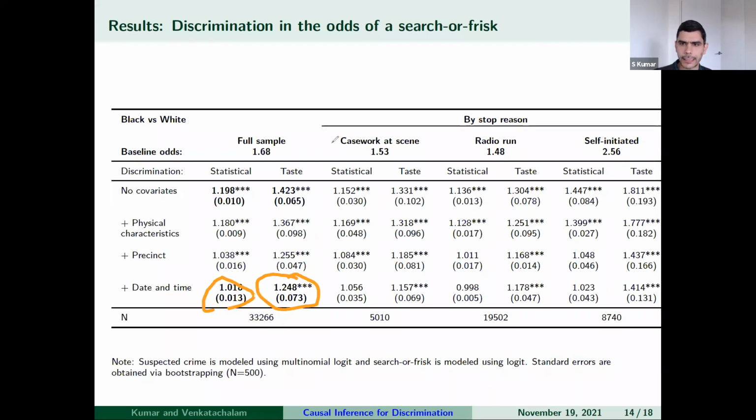And then if we break this down by the stop reason, you can see certain patterns which map onto what our intuition would tell us: the scope for subjective judgment is highest in self-initiated stops. And indeed, the taste discrimination in those tends to be the highest. It is lower for the other cases. For casework, there is still some taste discrimination, but it's a lot lower. It's only 15%.